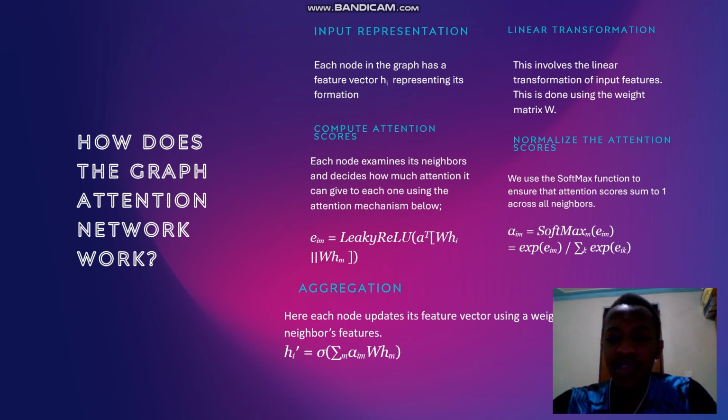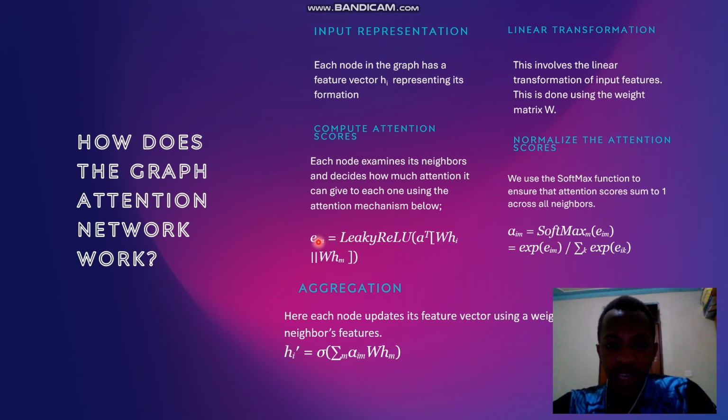and compare across nodes. The next step is the computation of attention scores. After transforming the feature vectors, the next step is to compute attention scores, where each node evaluates its neighbors and assigns an importance score using an attention mechanism. This can be mathematically represented using the formula below.